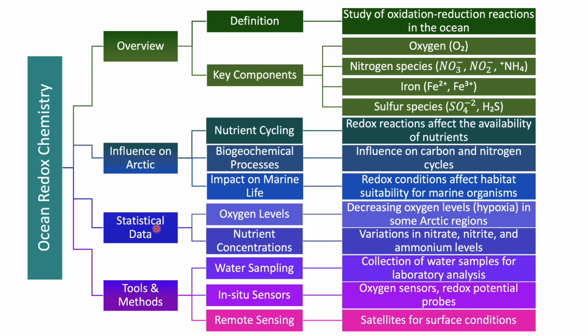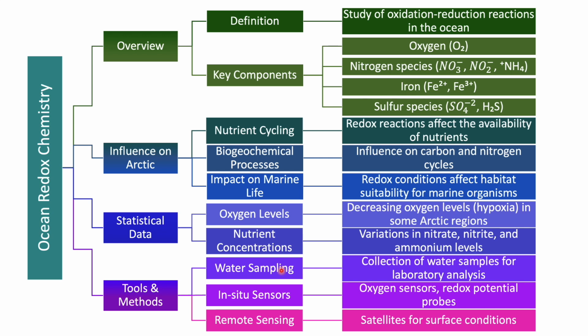And how do we know that? When there is a change in the oxygen level, the decreasing oxygen level leads to hypoxia in some Arctic regions. And nutrient concentration, when there is a change, especially nitrate and ammonium level, that is being observed. And how do we know that all these changes are happening? So we actually use tools and methods to find it out.